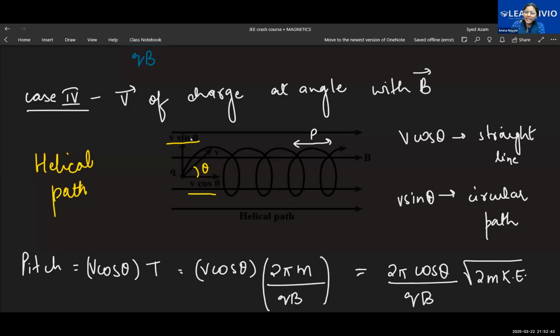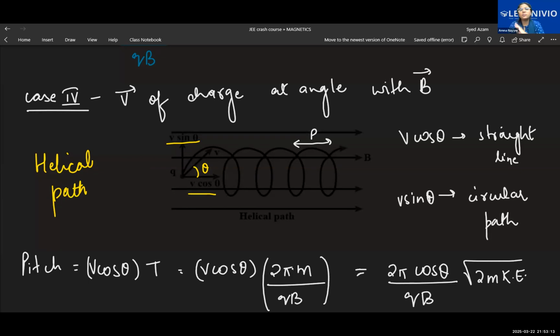Here, one thing extra I found was pitch. The formula of pitch is v cos theta into time. Basically you can take this as distance is equal to speed into time, so pitch is the distance. The speed taken is v cos theta to move it in a straight path, and t is the time. So the time for the circular part, how can you write? You can write from above, 2 pi m by qB.